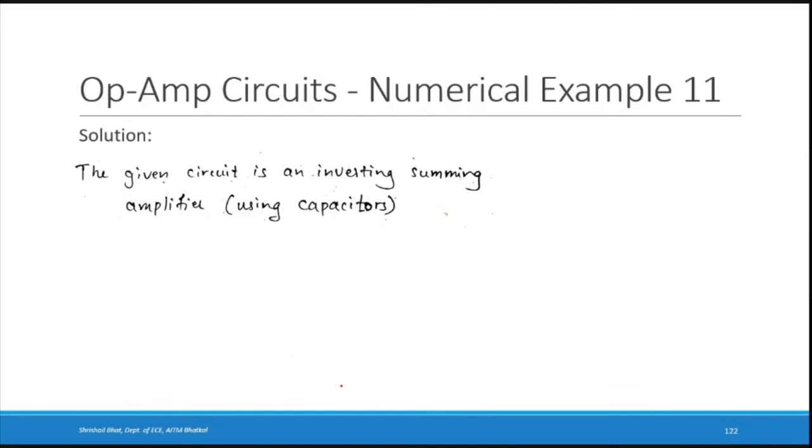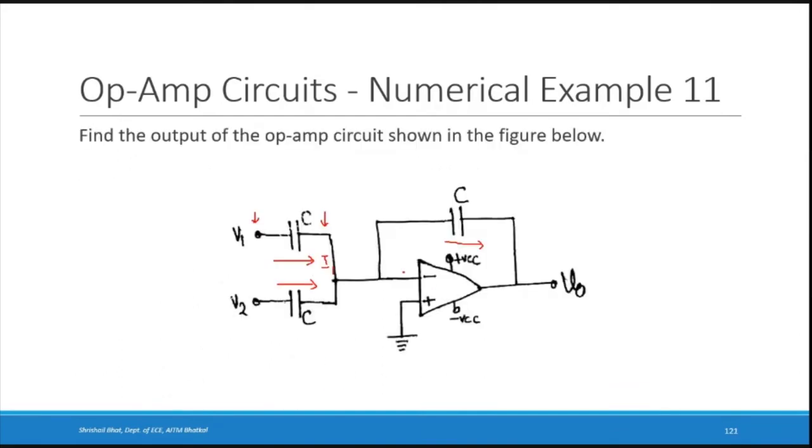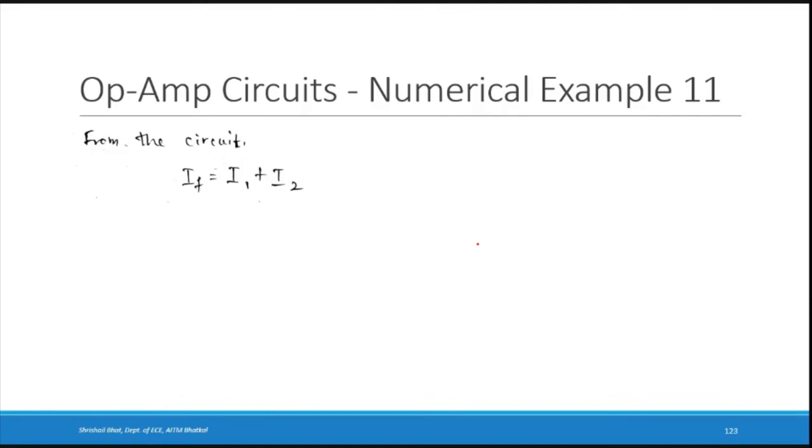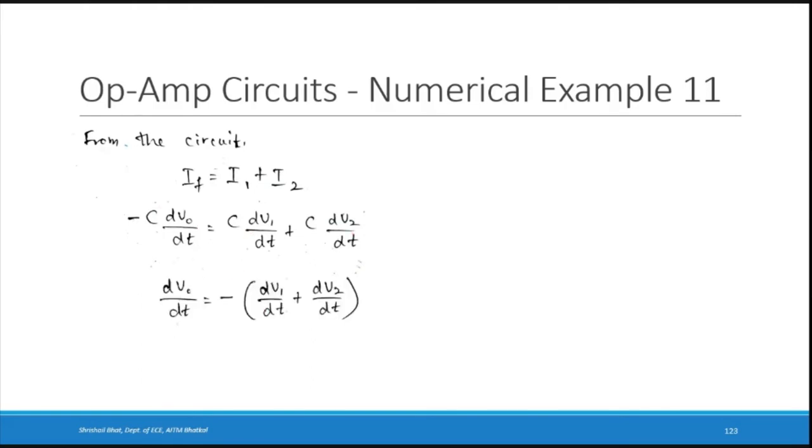Now, from another assumption that no current can enter the op amp, all the currents entering this node will have to leave as IF. That is, I1 plus I2 will be equal to IF. So substitute the equations for I1, I2 and IF. IF is minus C into dV0 by dt, I1 is C into dV1 by dt, I2 is C into dV2 by dt. If I substitute, C is common, so it gets cancelled. So dV0 by dt will be minus of dV1 by dt plus dV2 by dt.